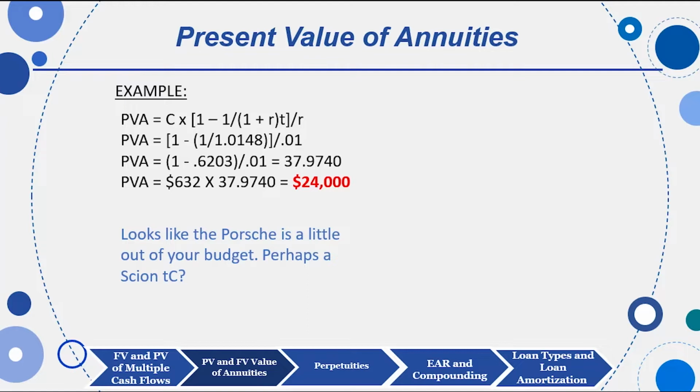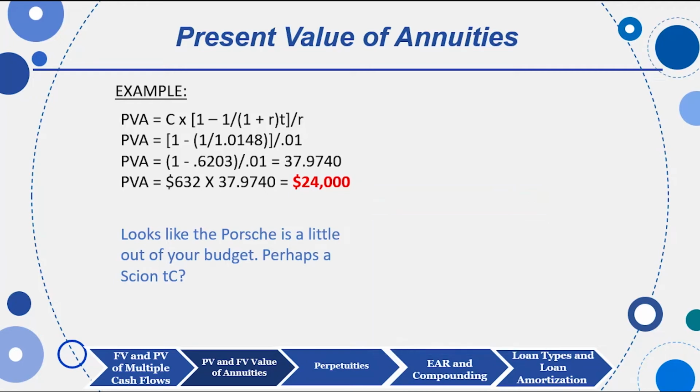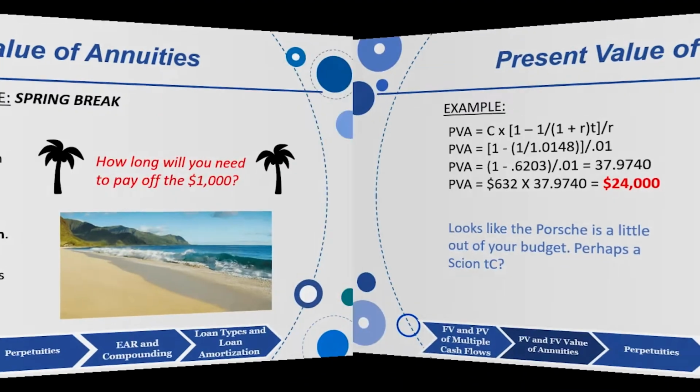Boy, because of the high interest rate, I can only afford $24,000. Looks like the Porsche is out of the discussion. Even though originally it looked like a high payment amount, and it is, we can only afford a $24,000 loan if the interest rates are that high. Maybe a Scion, so we can lower our expectations and buy a Scion and still be a happy driver.